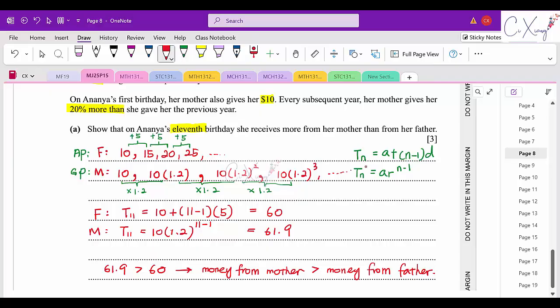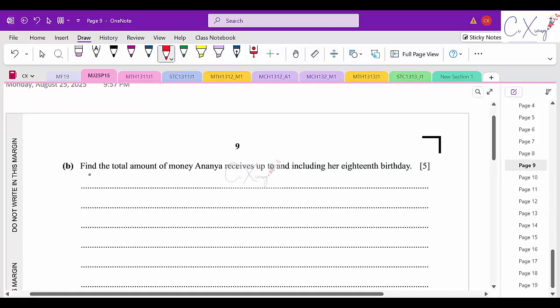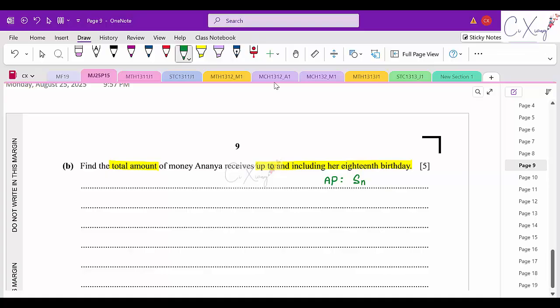Okay, then let's have a look at part B. For part B, they are asking for the total amount of money Ananya received up to and including her 18th birthday. Up to and including her 18th birthday means you need the sum of the first 18 terms. Again, for an arithmetic progression, to find the sum of the first n terms, the formula is n over 2, then 2a plus n minus 1 d.